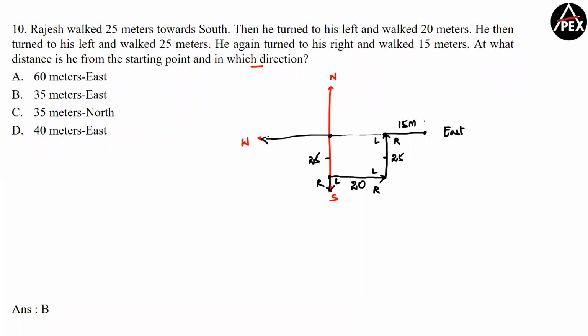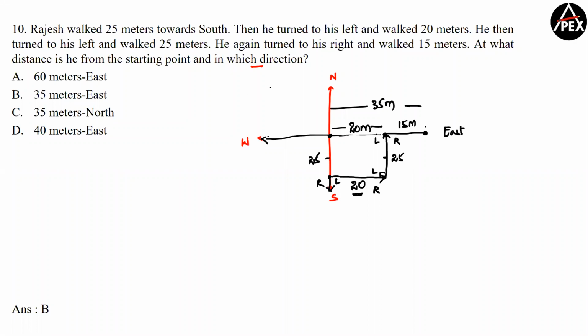Now, at what distance is he from the starting point and in which direction? So this is our starting point and this is our final point. So the distance between these two is this plus 15. So we know that this length is equal to this length. So this will be 20 meters and this is 15. So the total distance between these 2 points is 35 meters.